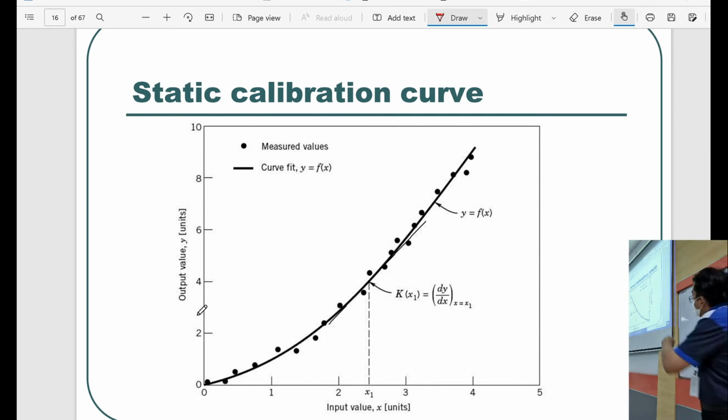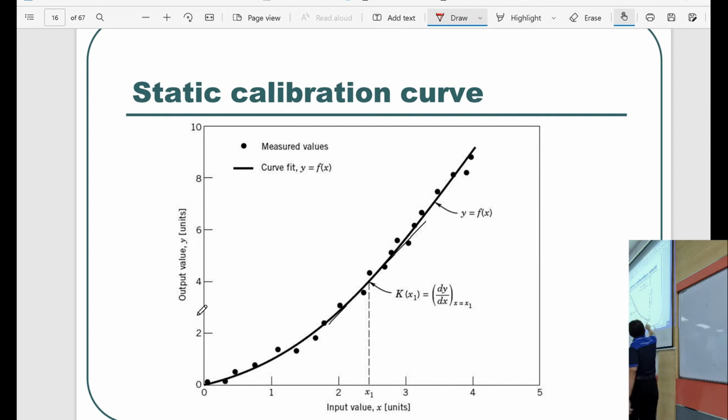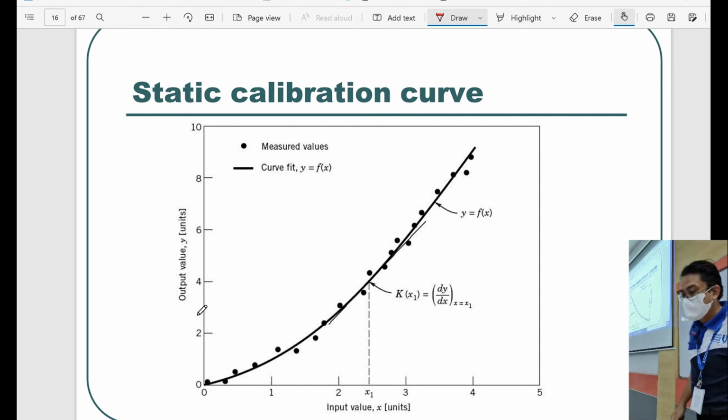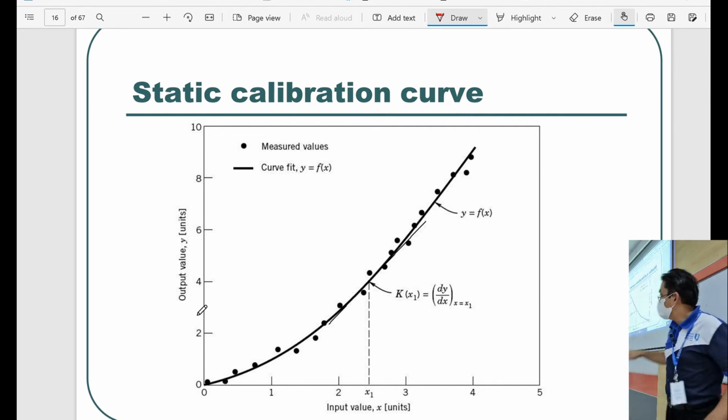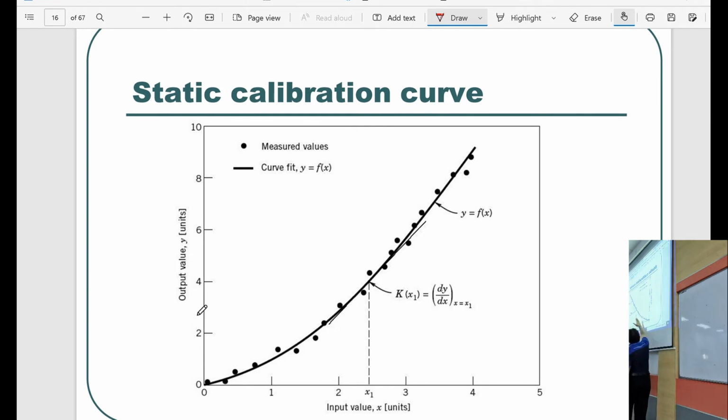The m value, the gradient, will be different throughout the curve, because this is actually a quadratic curve. So we have a linear value over here, but all locations have a different gradient. So the gradient we call the, what is it?